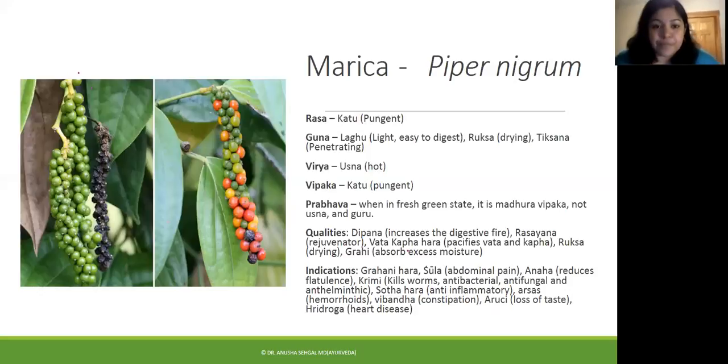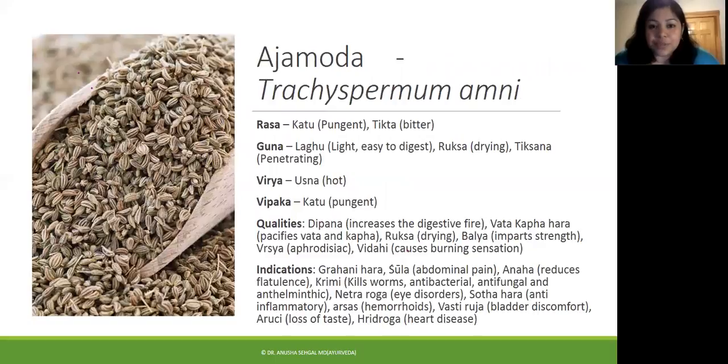Okay. The next one is Ajamoda, or ajwain, or celery seeds. So the most common way to find it now is just say celery seeds, because you'll find celery seeds at any grocery store. So Ajamoda has, again, Katu Tikta Rasa. This has 2 rasas in it, okay? It has the gunas are Lagu, Ruksha, Tikshna, Virya is Ushna, Vipakka is Katu. Similar qualities as the others. It is also Balya, which means it helps to impart strength. And it is Vrishya, it's an aphrodisiac.